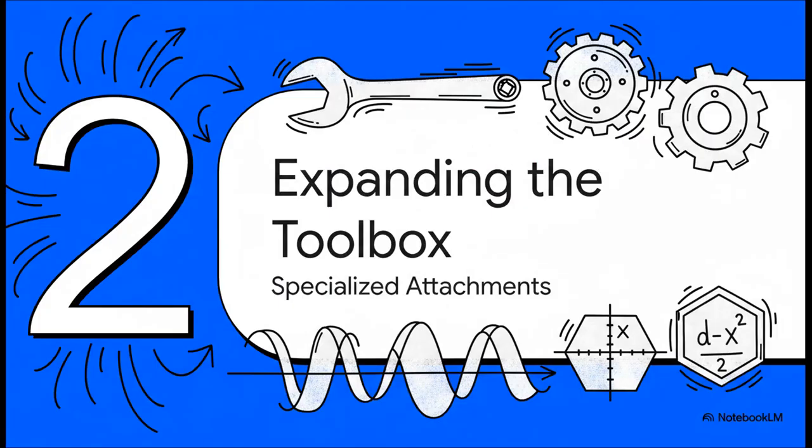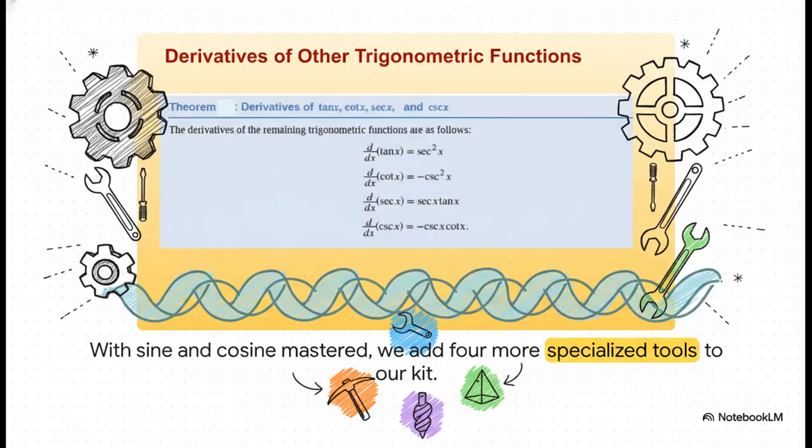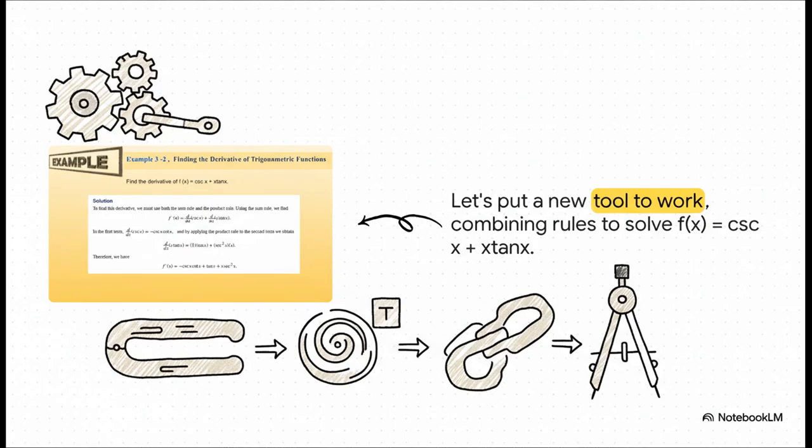All right, with our core tools in hand, it's time to upgrade. Let's add some specialized attachments to our kit. These are going to let us handle a much wider range of trigonometric functions, and with way more ease. And bam, just like that, our toolbox gets a major power-up. Now, since all of these functions, tangent, secant, all of them, are really just built from sine and cosine, we could derive these every single time. But for our toolbox, no way. We just want to have them ready to grab and go. The derivative of tangent is secant squared, derivative of secant is secant times tangent. You get the idea.